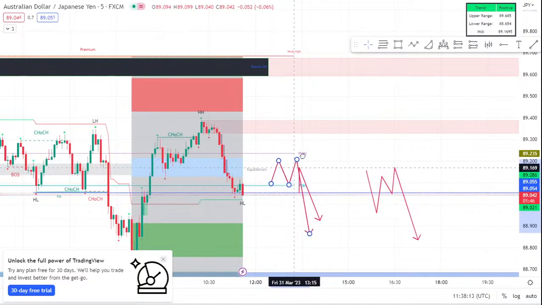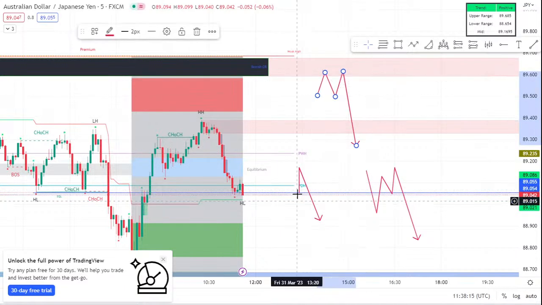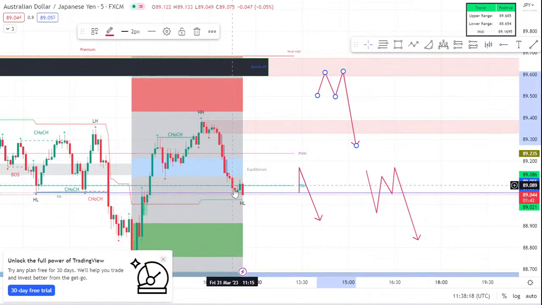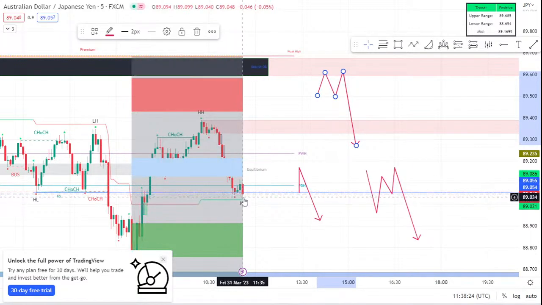So yeah, this is actually what I was talking about, guys. You can see this pattern. The market came to this level, went back, came to this point, and you can see it's trying to break out of this zone.